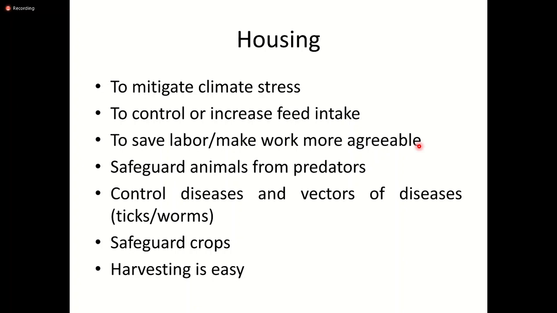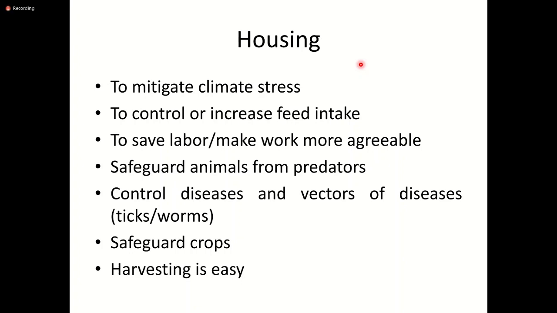But if they are confined into a particular housing system, so they are not going to go to the outside environment. They are just staying inside the houses, right? So there will not be any kind of damage to these housing systems, right? So therefore, we can safeguard those crops as well.